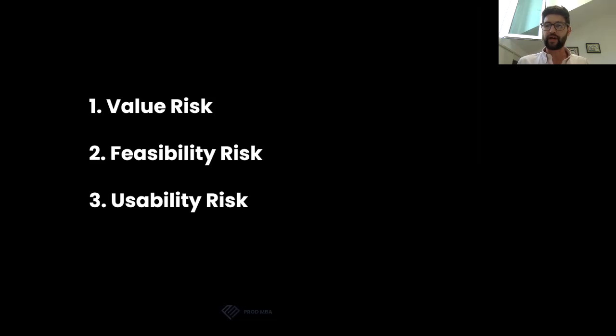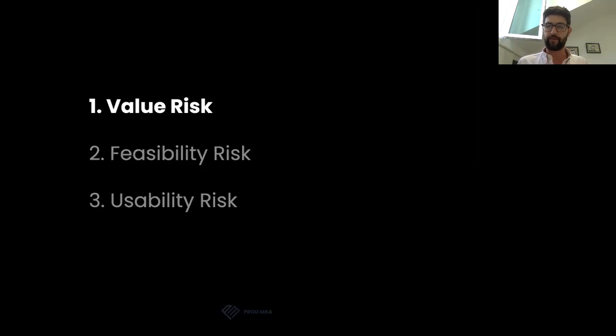Now, in this free training, we're going to focus on the 2 major risks, that is value and feasibility. So let's jump in and look at value risk to start. Now, the biggest mistake new businesses and new product teams make is failing to build something that delivers enough value to a niche so that the niche is willing to use and ultimately pay for that product.